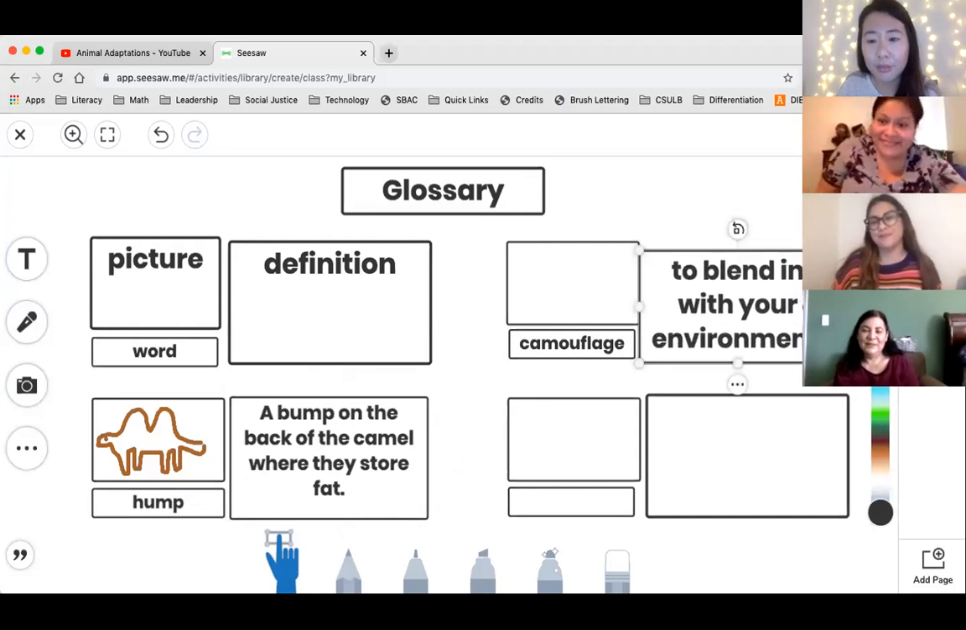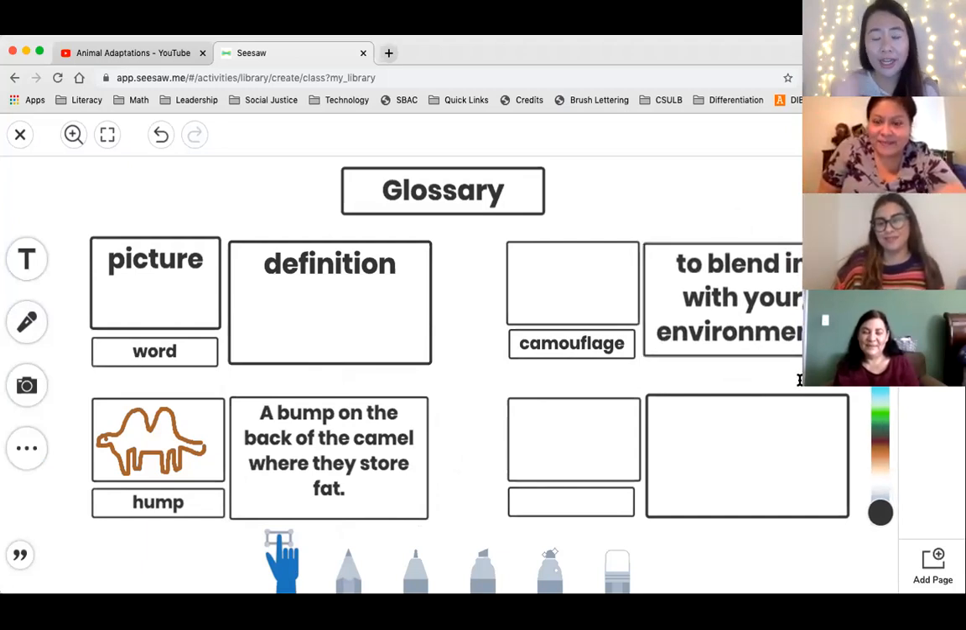Ooh, I love how you're using your prior knowledge and the new things that we're learning as we watch the video. Teachers, how do you think I should draw camouflage? Maybe a tree and then a giraffe.